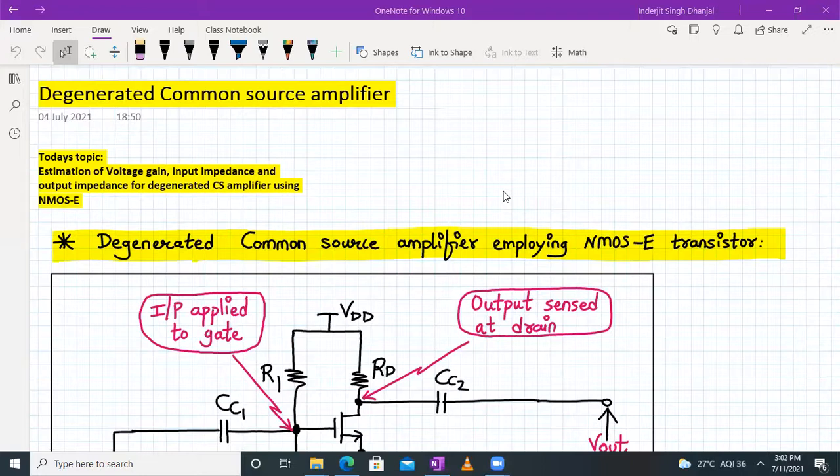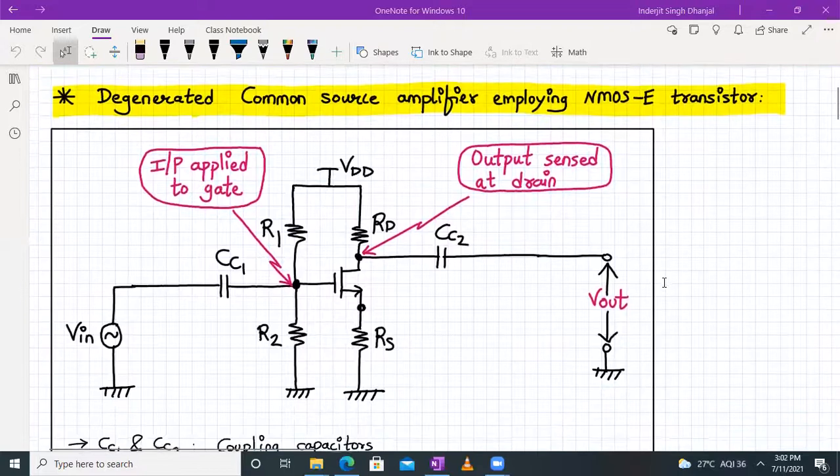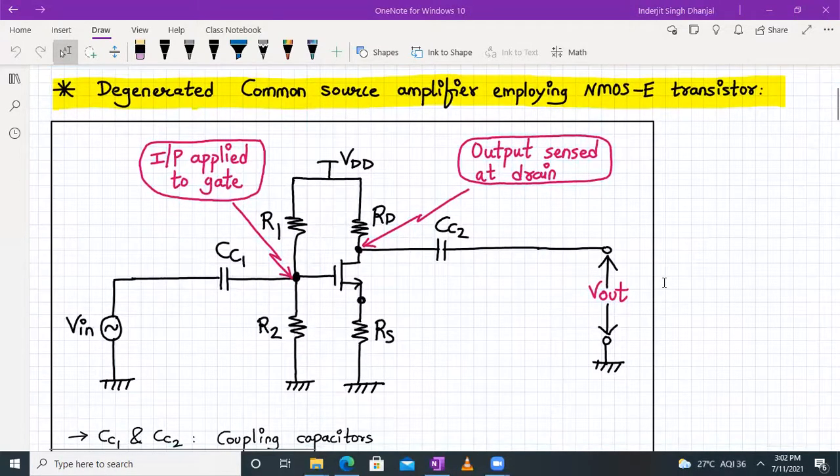So today we are going to estimate the voltage gain, input impedance and output impedance of a degenerated common source amplifier, employing an N-channel enhancement type MOSFET. So let us see what we mean by degenerated common source.